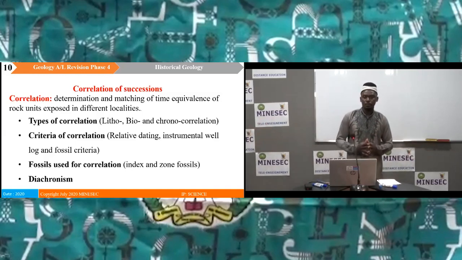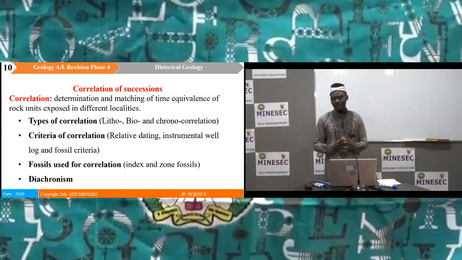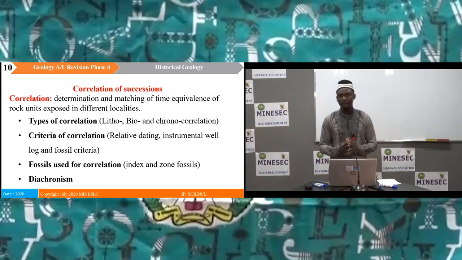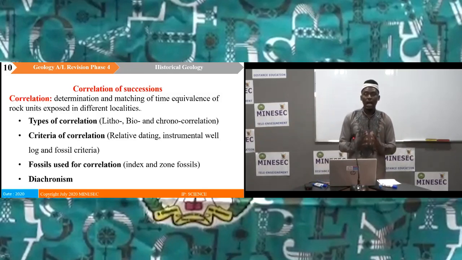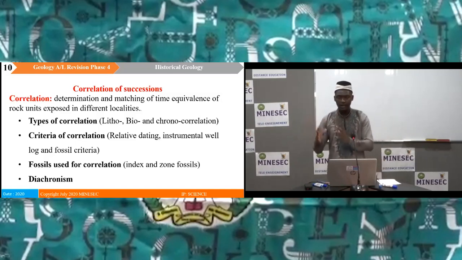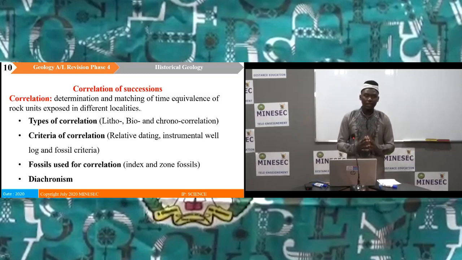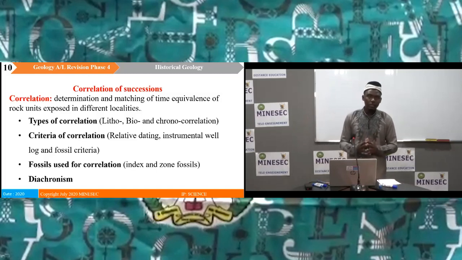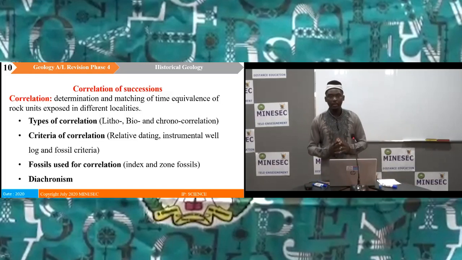Diachronism. Situations might arise where a rock unit cuts across timeline. It means a particular body of rock has different ages at different localities. Such rock unit is referred to as a diachronous unit. So diachronism is a situation where a body of rock cuts across timeline.